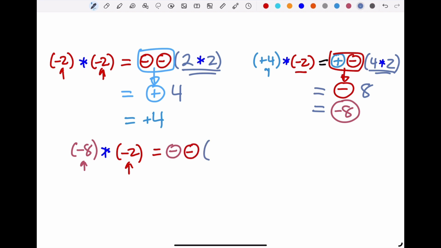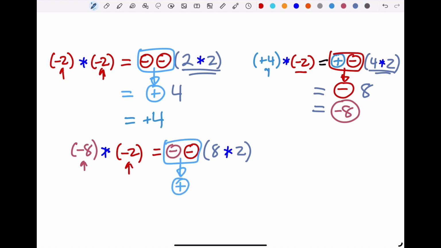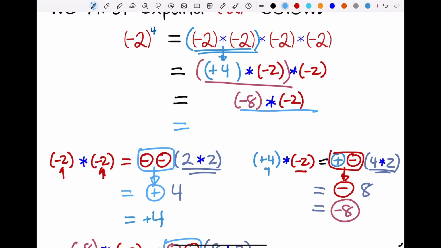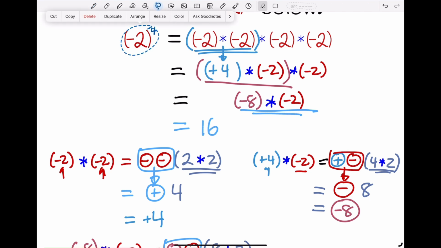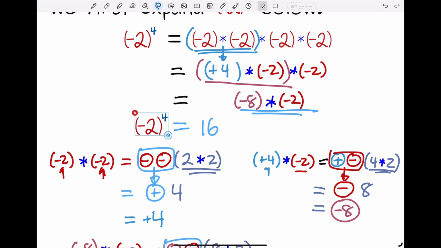Then we'll multiply 8 times 2 separately. So we have 8 times 2. Since we have 2 negatives, they're both the same sign, and that tells us our answer is going to be positive. And we know that 8 times 2 equals 16. So putting this all together, our answer is going to be positive 16. So that means this becomes 16, and we're done. Negative 2 to the fourth power equals positive 16.